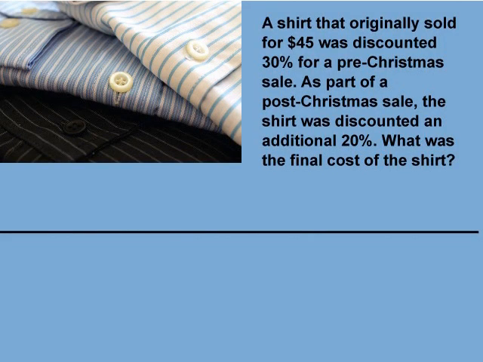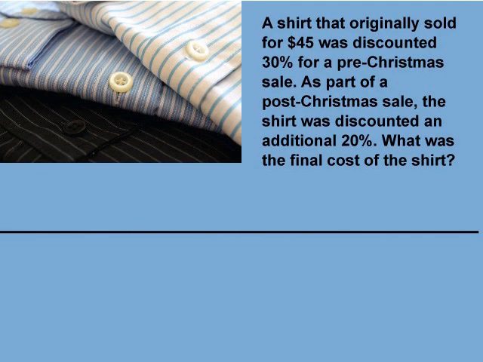A shirt that originally sold for $45 was discounted 30% for a pre-Christmas sale. As part of a post-Christmas sale, the shirt was discounted an additional 20%. What was the final cost of the shirt? This is an example of an item that is discounted once and then discounted again.